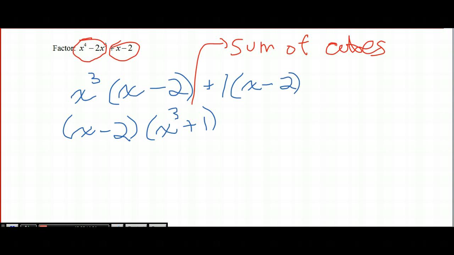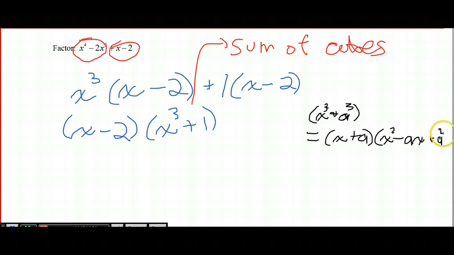So we have x cubed plus a cubed. Let's try this again. x cubed plus a cubed equals x plus a times x squared minus ax plus a squared.